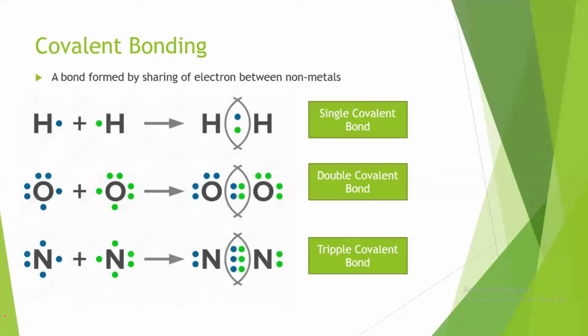Now, let's move further towards covalent bonding. Covalent bonds, as I have already told you, are formed by sharing of electrons between non-metals. For example, hydrogen has only one electron, so it combines with another hydrogen and they share electrons like this. In this way, the outermost shell of hydrogen becomes a duplet. What is a duplet? A duplet is a shell which has two electrons.